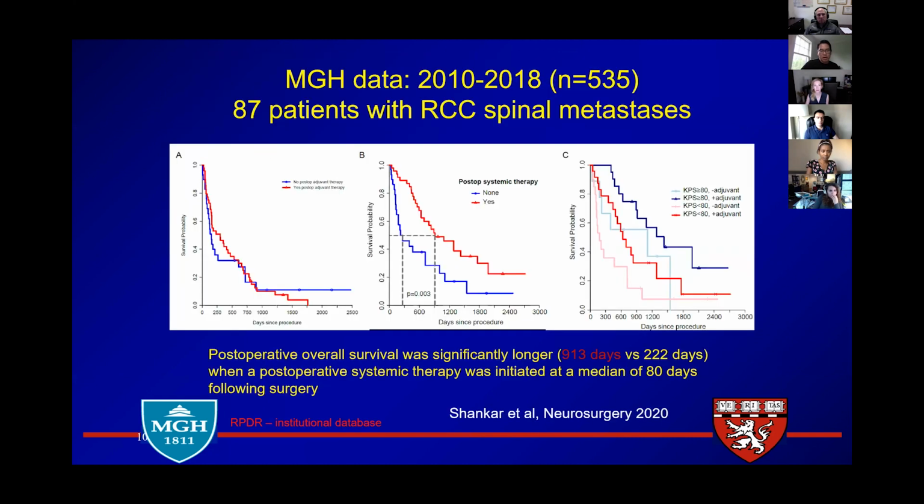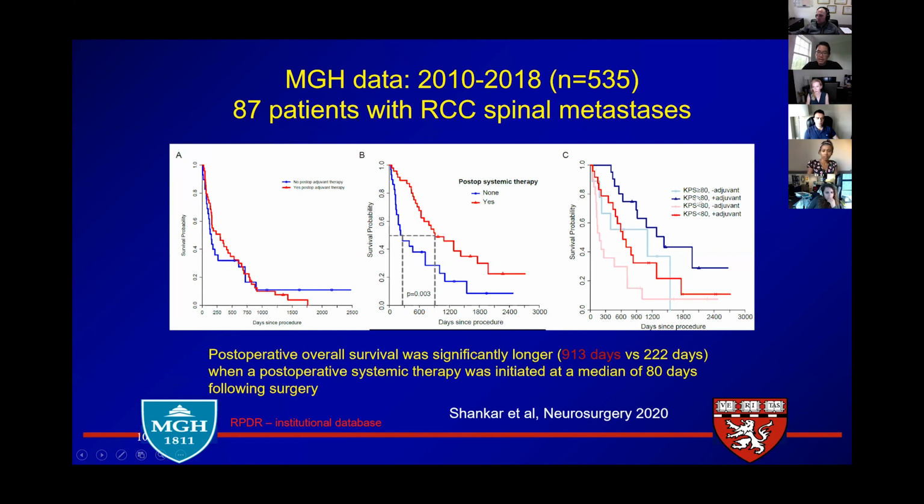So we looked at our data set at MGH, looking at about 90 patients, very similar, but we looked at the cohort essentially all now in the era of immunotherapy and targeted therapy. And it's a little bit busy here, and this is going to come out in Neurosurgery pretty soon, but we were able to show that the patient's survival went from about 222 days to 913 days when starting these new adjuvant therapies after surgery.